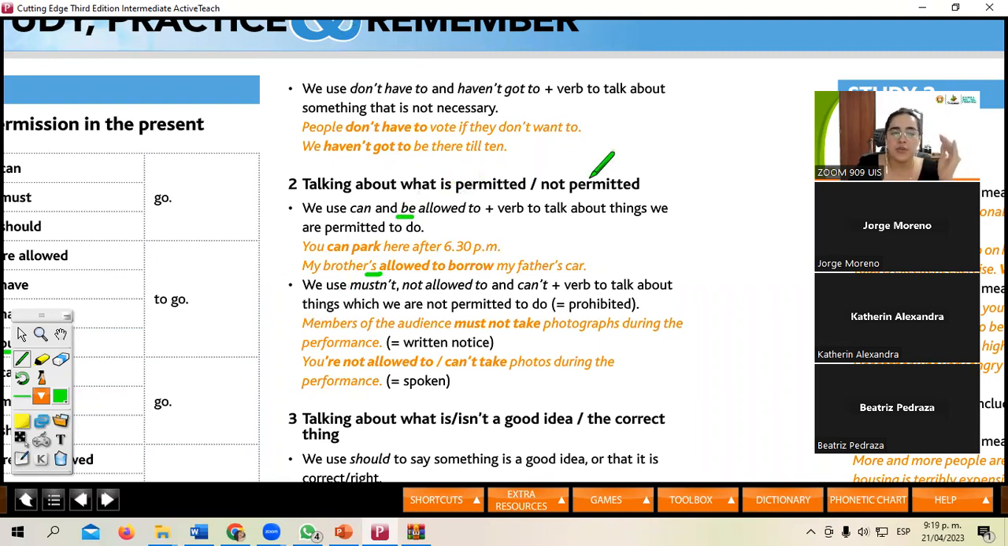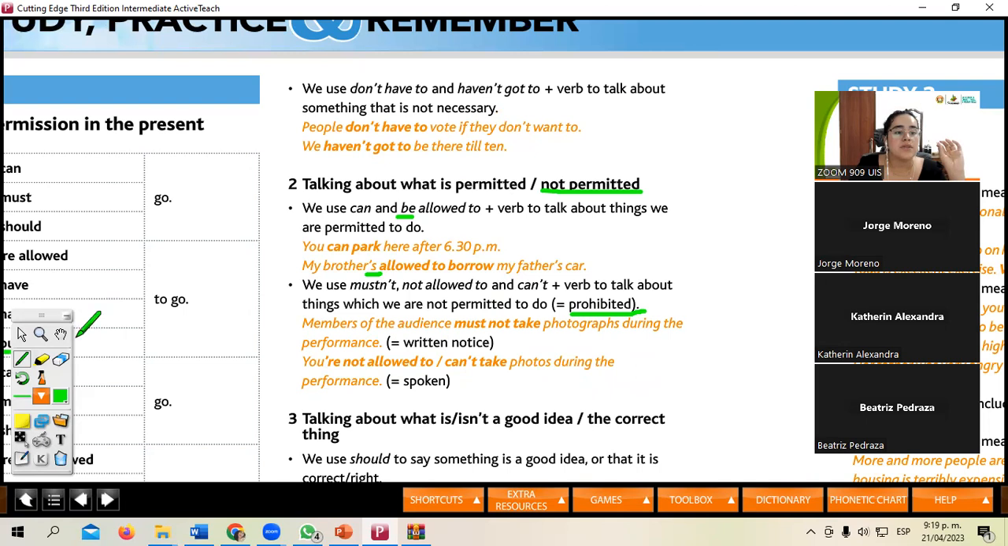Ahora, para las cosas que no podemos o no tenemos permitidas, ahí usamos el mustn't, not allowed to, or can't, ¿ok? For something that is prohibited, ¿ok? Members of the audience must not or mustn't take photographs during the performance. Esto es un anuncio escrito, no formal. Los miembros de la audiencia no deben tomar fotografías durante la presentación. Must not is a prohibition. You are not allowed to or you can't take photos during the performance.